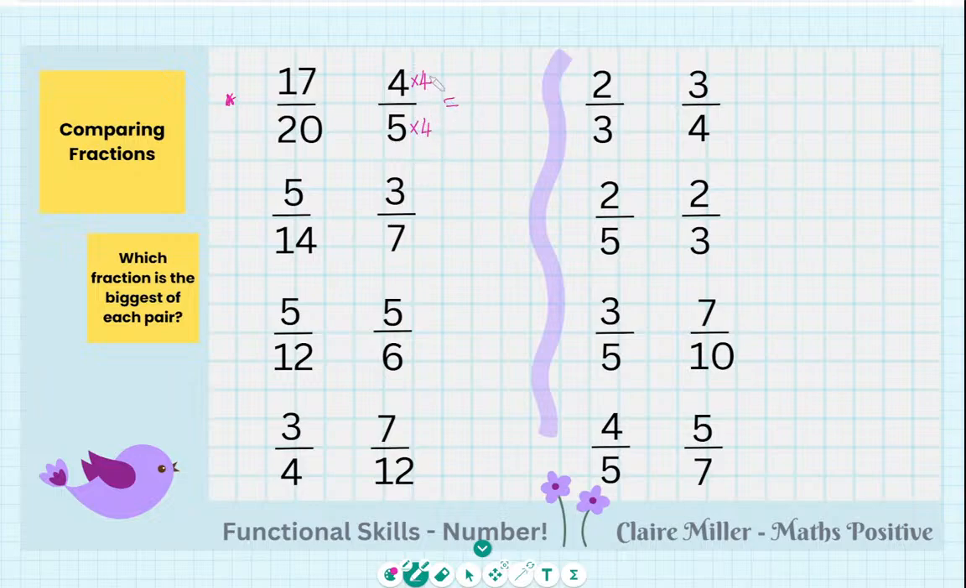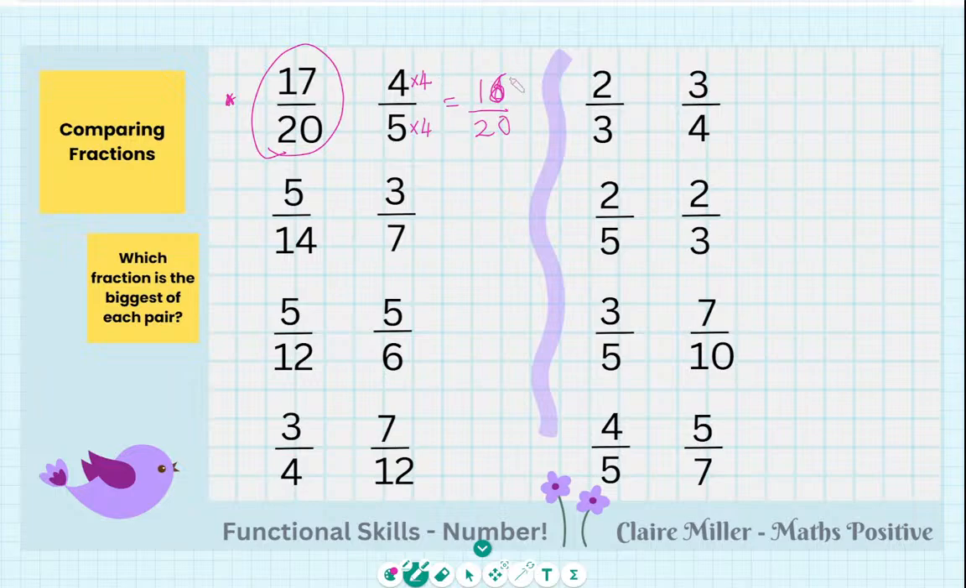So I can make an equivalent fraction here like we did last week. 5 times 4, that's 20. 4 times 4, that's 16. So that tells me that 16/20ths is exactly the same as 4/5. So which is bigger, 17/20ths or 4/5? 17/20ths must be the biggest, right? Because 17/20ths is going to be more than 16/20ths. And that's all I mean by comparing fractions.